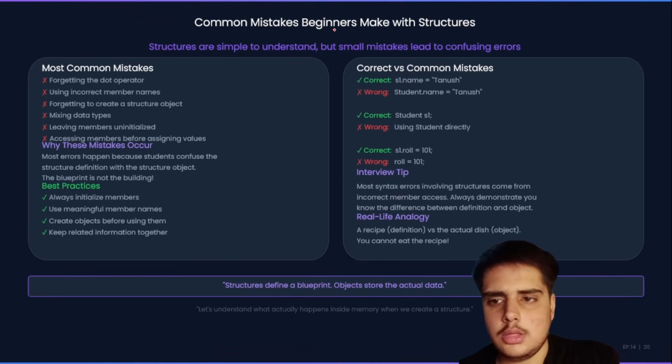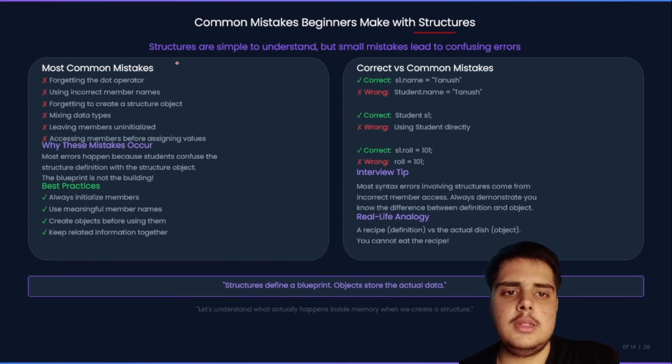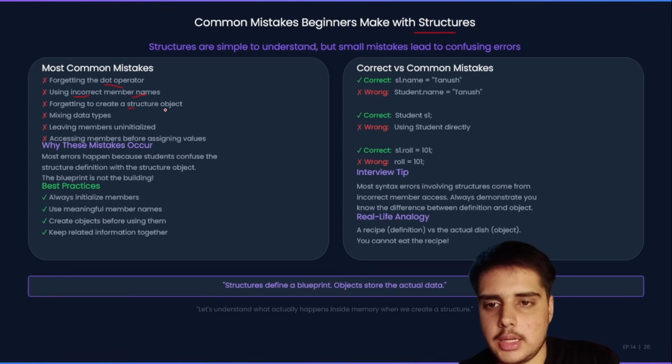So some common mistakes beginners make with structures: forgetting dot operator, using incorrect member name, forgetting to create a structure object, mixing data types, leaving member uninitialized, accessing members before assigning values. So why do these mistakes occur? Because most errors happen because students confuse the structure definition with the structure object. So the blueprint is not the building.